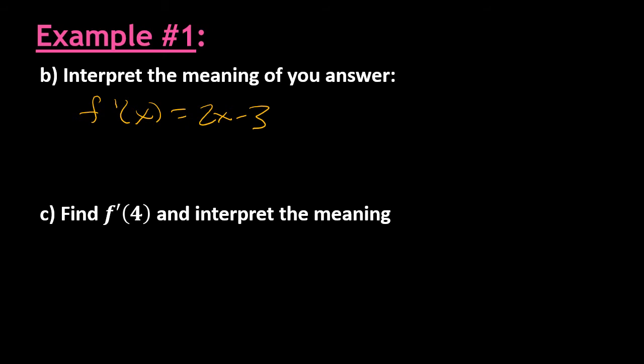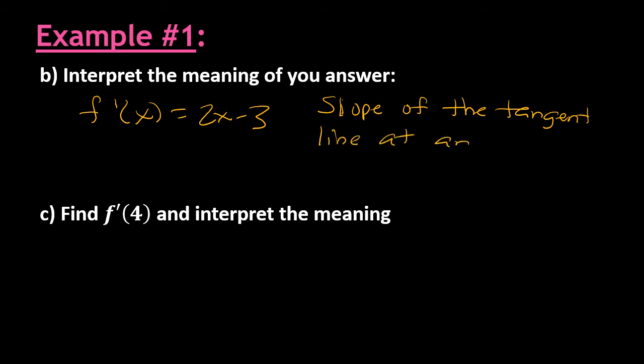So what that means is the slope of the tangent line at any point x, oops, that's an x, it's really bad x, is 2x minus 3.